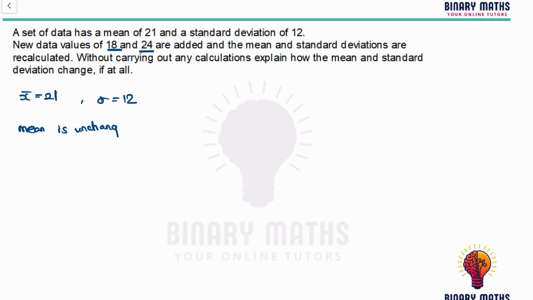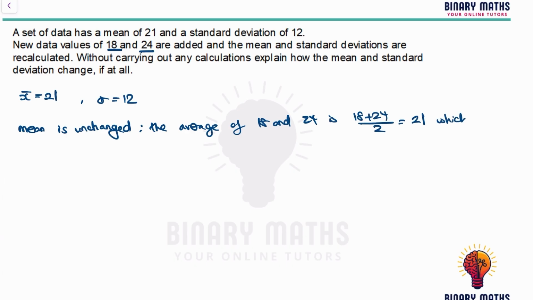Now, what is the reason behind that? The average of 18 and 24 is 18 plus 24 divided by 2, which is equal to 21, which is the same as the original mean. So therefore it remains unchanged. So it's just like adding 2 lots of 21 on.